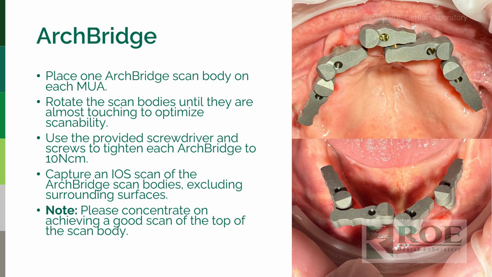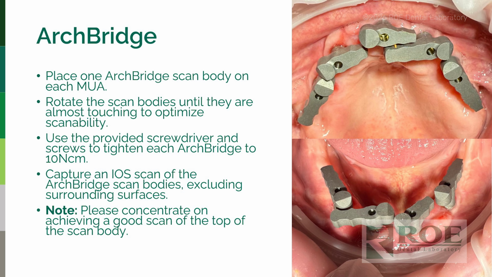Okay, so you're going to place each ArchBridge scan body on an MUA in the mouth. You're going to tighten it using the vortex screw down to 10 Newton centimeters. And ideally, you want the scan bodies to be very close but not touching. And this is going to optimize the ability of the IOS scanner to scan across the arch as smoothly as possible. And it is important that whenever you're scanning these, the most important bit for you to capture are the top of the scan bodies.